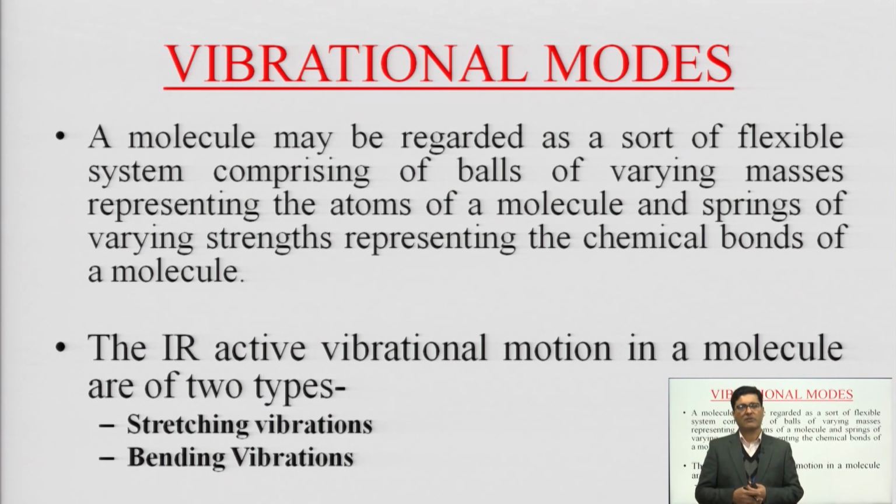Now, let us proceed to the vibrational modes. Fundamental vibrational modes in any molecule can be understood by considering a molecule as a flexible system that comprises balls of various masses that represent the atoms in the molecule, and springs of different strength that represent the chemical bonds of the molecule. The IR active vibrational motions in any molecule are of two types: stretching vibrations and bending vibrations. So, stretching is to stretch up and bending is to bend up.